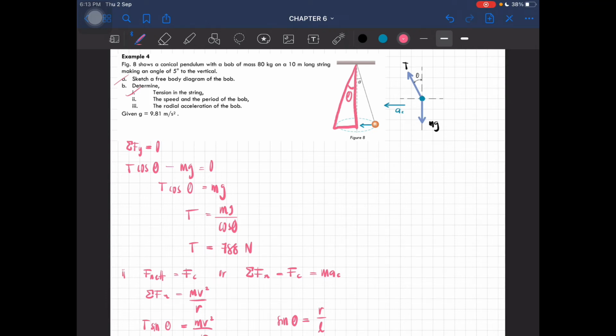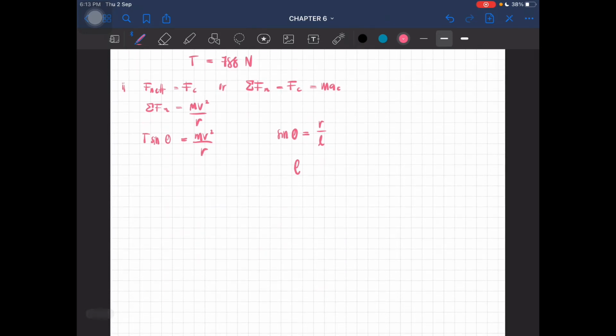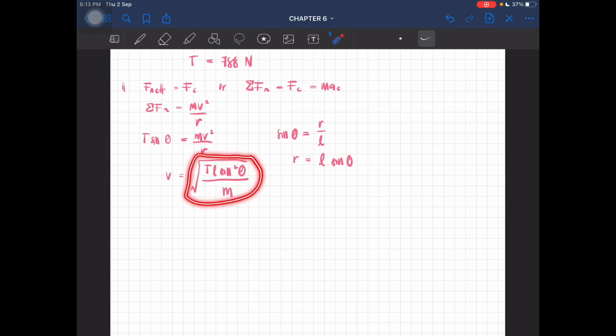So this is theta. Sine is opposite over hypotenuse. So this is opposite, this is hypotenuse, which is equal to r over the length of the string. Okay, can you understand? So you then get the radius to be equal to L sin theta. Then rearrange this, you should get v equal to the square root of T L sin squared theta over m. So after rearranging and substituting r with this, you should get this. If you plug in the values, you'll then get the velocity to be equal to 0.865 meter per second.